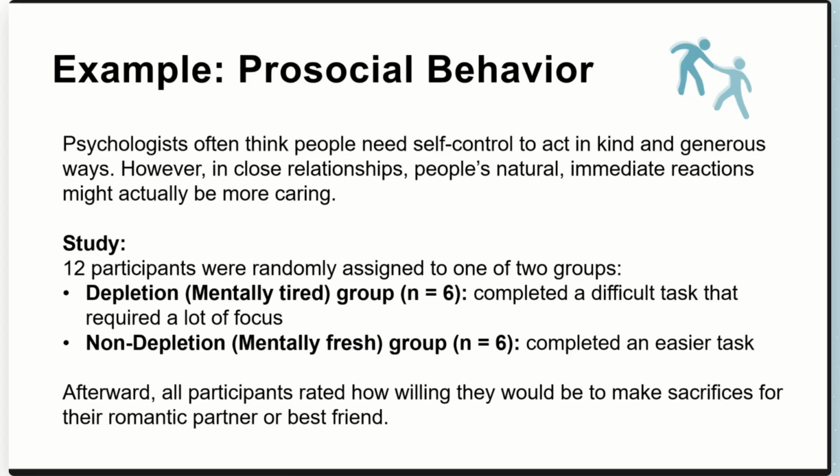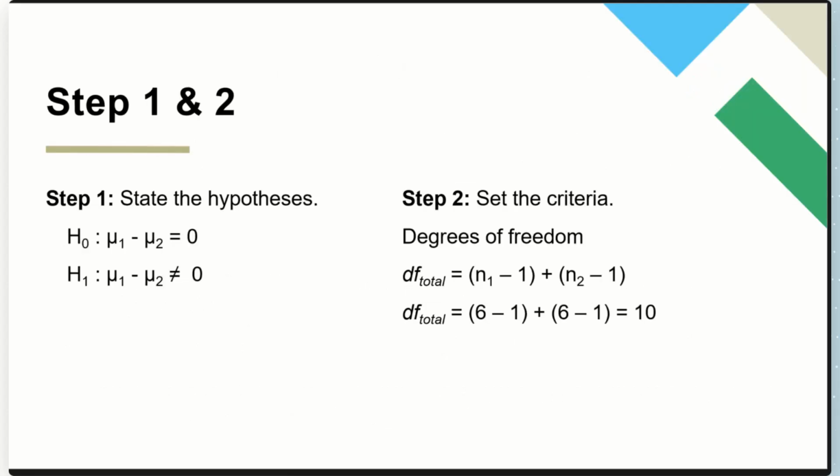So let's go into step 1 and step 2. For step 1, as we know, we're going to state the null and alternative hypotheses. And then step 2, we're going to start with computing the degrees of freedom total. What that looks like is we're taking the degrees of freedom for group 1 plus the degrees of freedom for group 2, and we're combining them. So N1 minus 1 plus N2 minus 1.